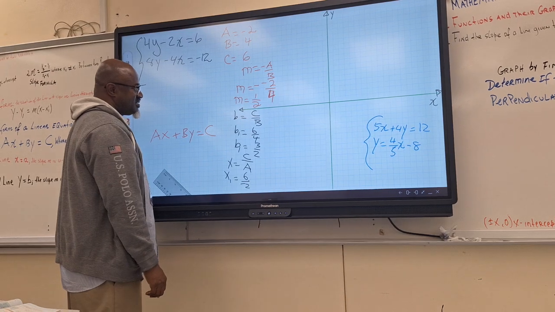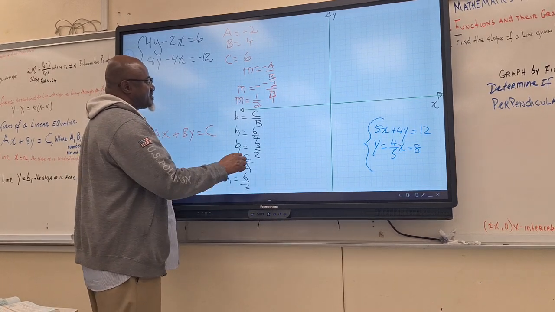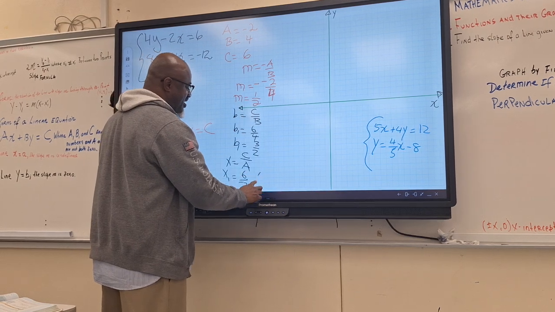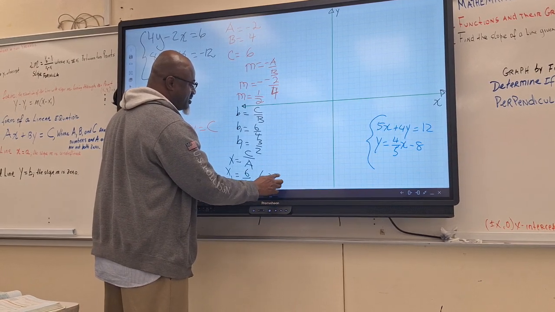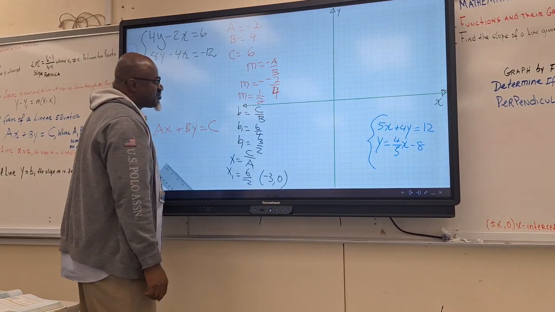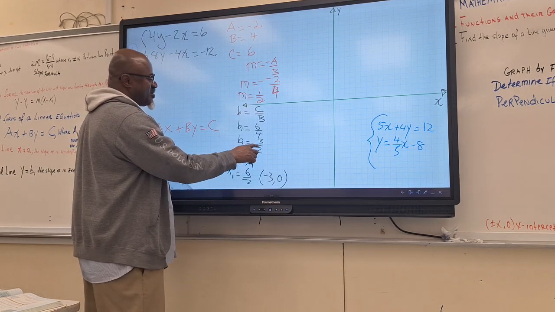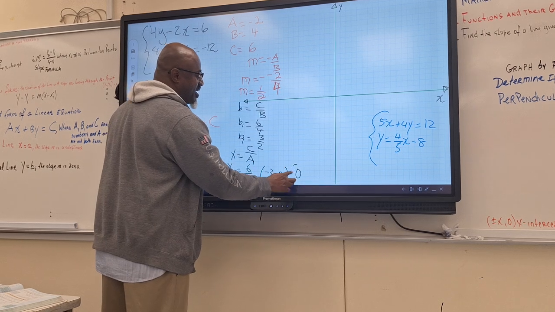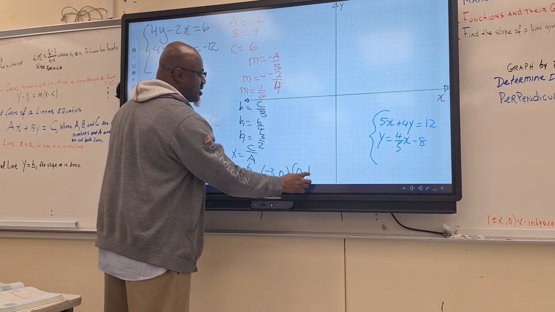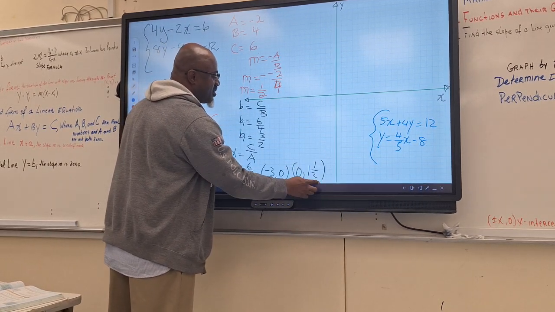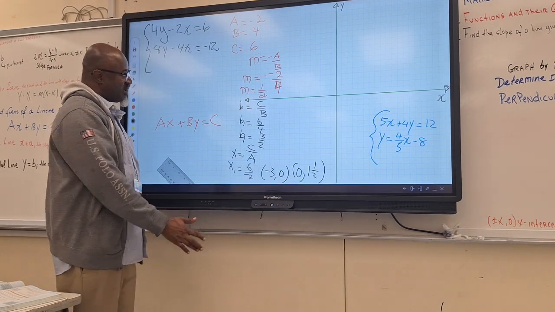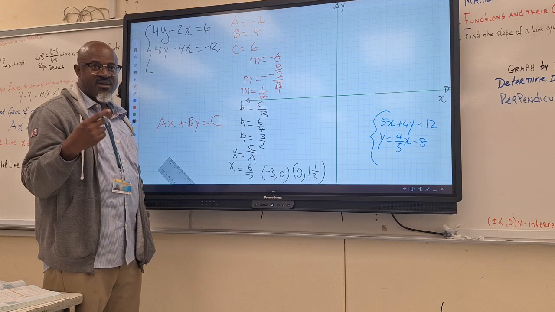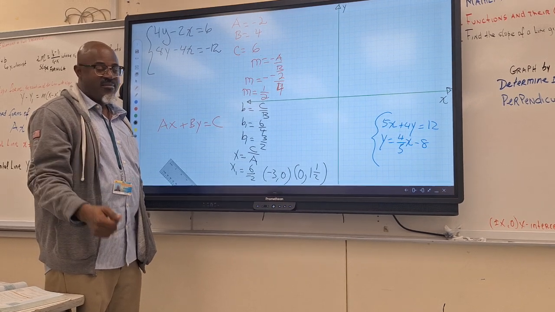So we have the y-intercept and the x-intercept. As an ordered pair, that would be -3 comma 0. The y-intercept, we can change that into a mixed number: 0 comma 1 and 1/2. So I'm done with this problem entirely. I found my slope, my x-intercept, and my y-intercept.